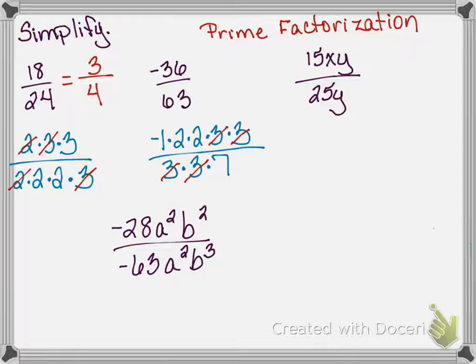For this one, I'm left with -1 times 2 times 2. So I'm left with -4, and then what am I left with on the bottom? 7.